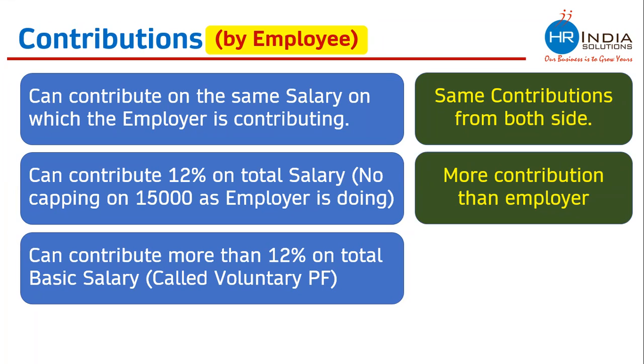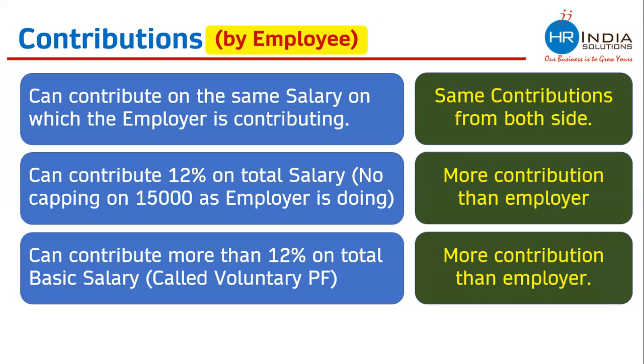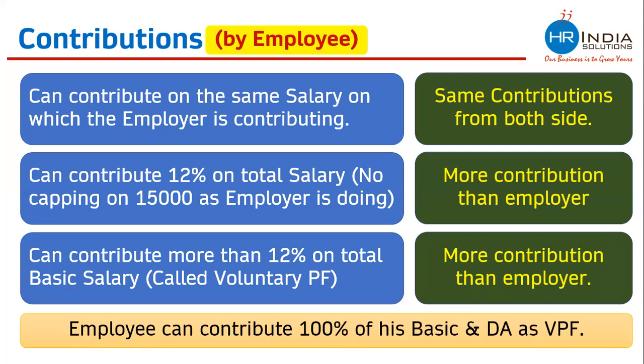The employee can also decide to contribute more than 12%. The employee can decide to go for 15%, 20%, 50%. They can go for higher contribution also. In this case also, the contribution would be more than the employer's. An employee can decide to contribute 100% of his basic and DA as voluntary PF. Till what percentage can the employee go? The employee can go up to 100%.